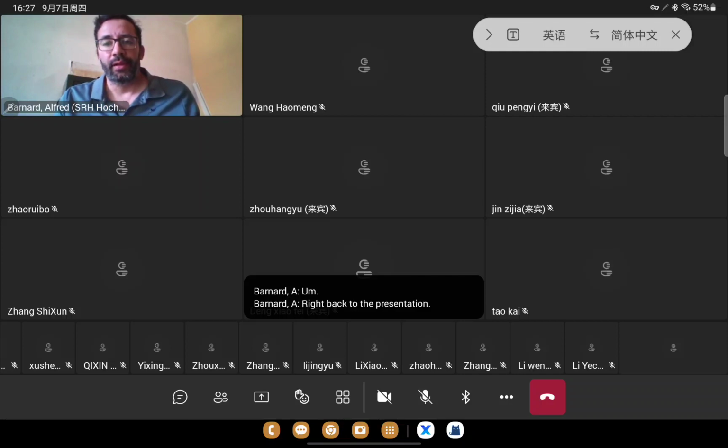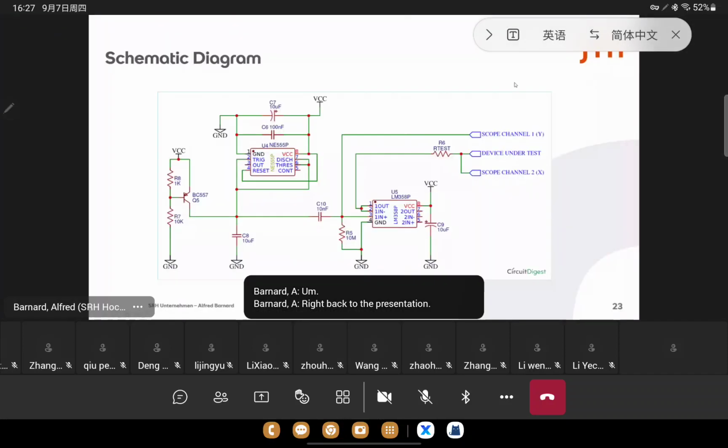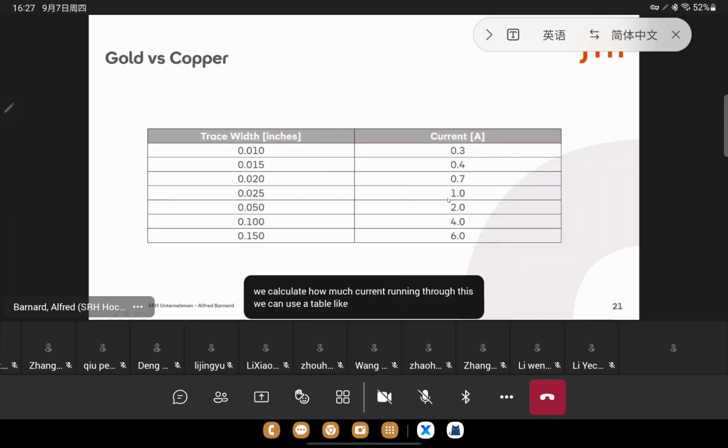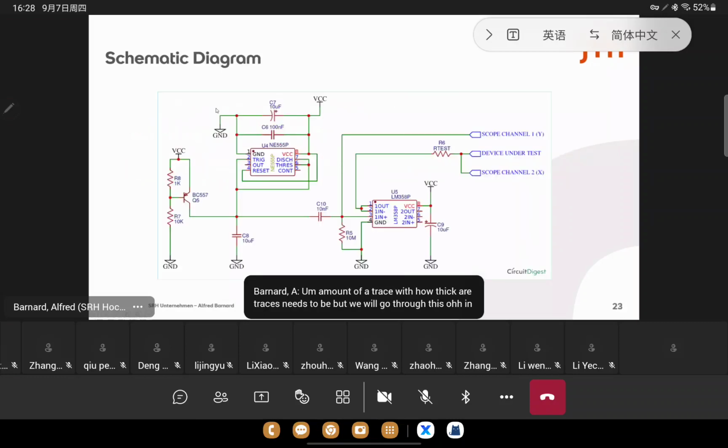Right, back to the presentation. And this is just an example of a simple circuit that we might create. Once we have the circuit, we can simulate it and calculate how much current is running through each of these branches. What I call branches are these little connections. So how much current is running in this branch connecting this capacitor C7, C6, and my 555 timer. If we calculate how much current is running through this, we can use a table like this to select the correct trace width, how thick our traces need to be. But we will go through this all in good time. I'm just introducing this.